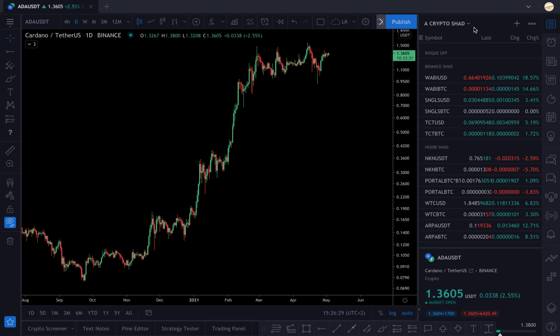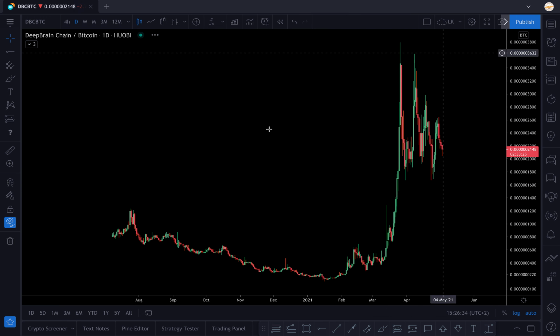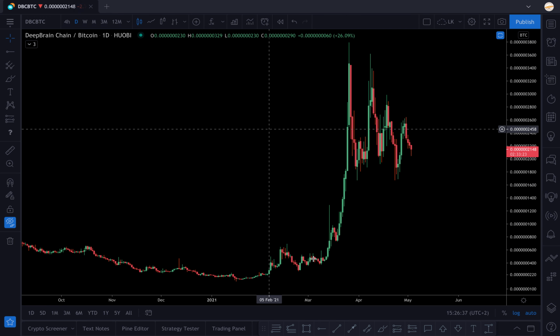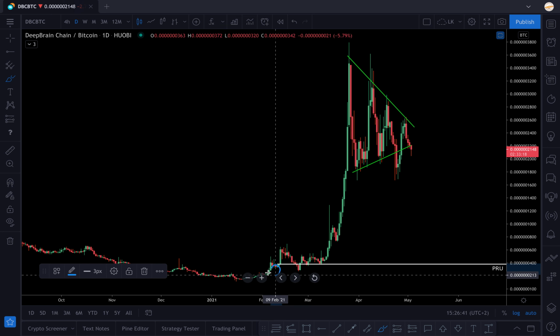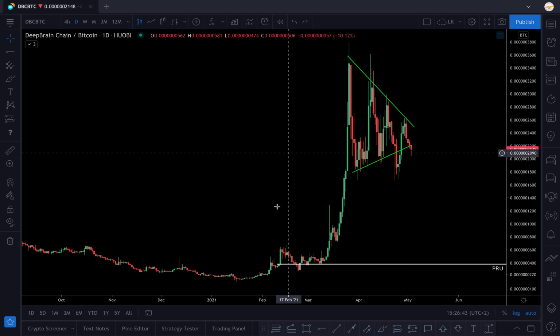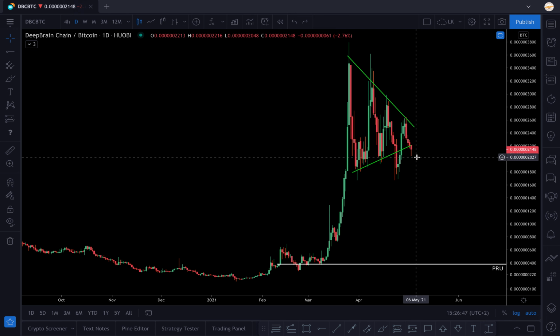Well, now there are many. But let's take DBC, for example. DBC is a shitcoin that I traded. I bought this around, I believe it's there. Yeah, there is still my entry price. I bought it here and sold around there.